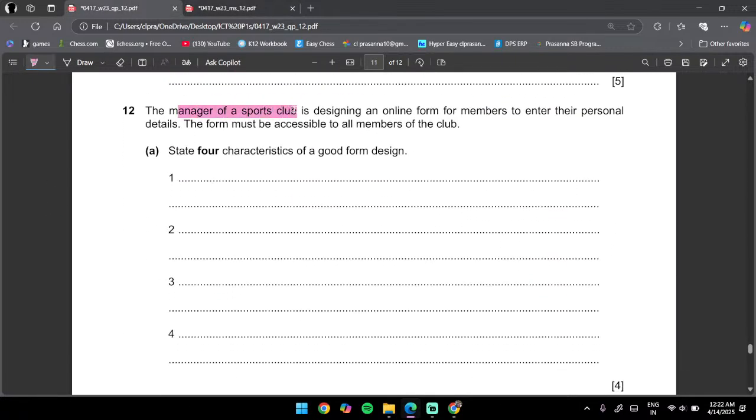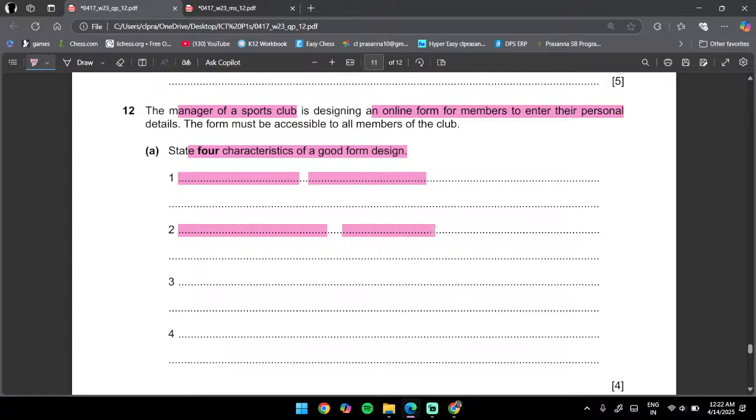The manager of a sports club is designing an online form for members to enter their personal details. The form must be accessible to all the members. State 4 characteristics of a good form design. So I could say it has an organized and formal layout, and uses appropriate contrasting colors. It has good use of white space and an organized layout, using proper fonts and font sizes so that they're readable, as well as contrasting colors.